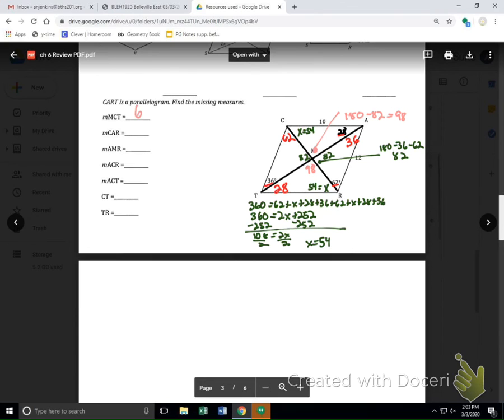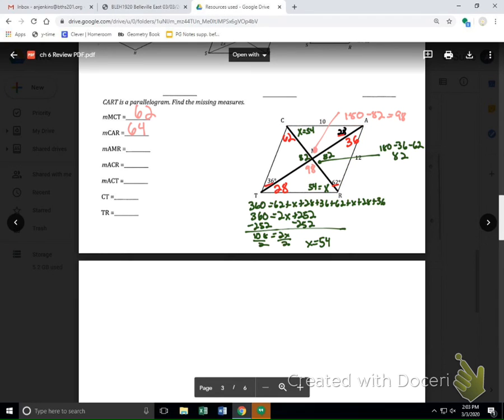Our next one up is CAR, C-A-R. Would it be 28? That's this one over here. No, you add those together. So we have two sides that meet right here, so it's the whole angle between those two sides. So 28 plus 36, which is 64. Is it 64? Yes.